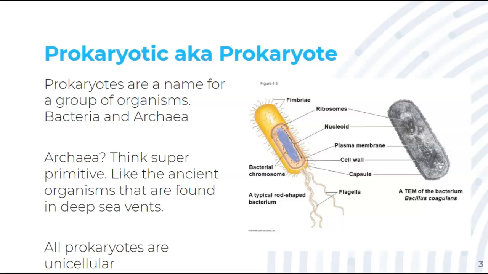And one thing to note is that all prokaryotes are unicellular. So they are all just one cell big, which means they are teeny tiny. You're going to need a microscope to see them, okay? Like a super high-powered microscope in a lot of cases.